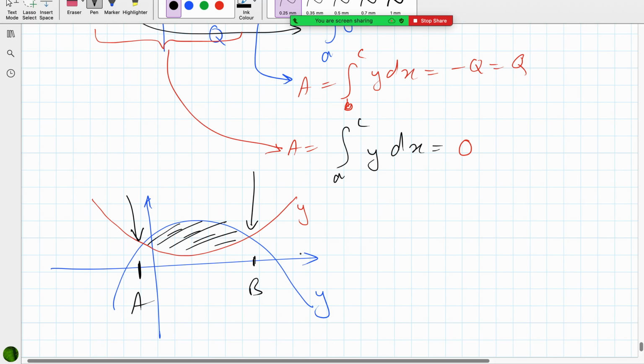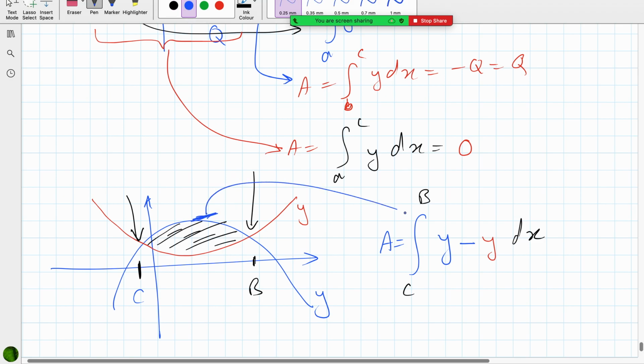In this case what we will do, let me replace this A because I have to use it as area, C and B. So area would be equal to integral, lower limit would be C, upper limit is B, and what do we integrate? We integrate the upper curve minus the lower curve with respect to x. We know this blue part lies above this, so we write it here. Then we know this red part lies below this, and we write it here.